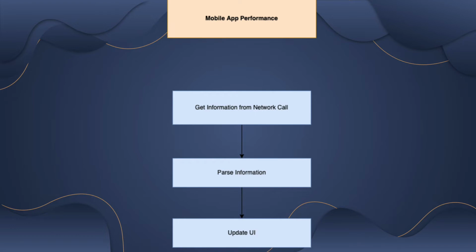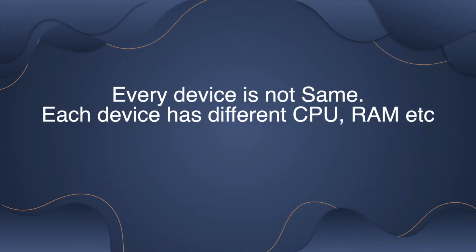And now why is there a difference? You will see that one device's performance is faster while another is slower. Why is it like that? And the reason is every device is not the same. Every device has a different CPU, different RAM, and every network carrier has different bandwidth. Some are faster and some are slower.